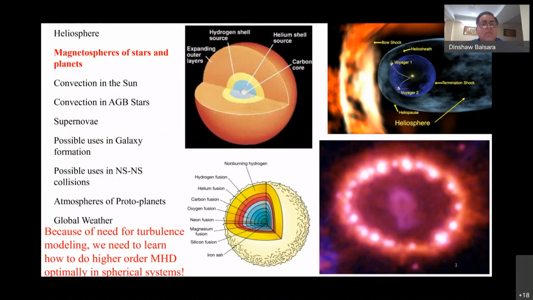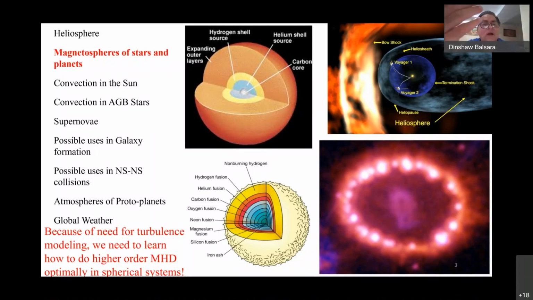As you know, India is investing big time in solar weather. They basically want to know how actions happening on the surface of the sun will affect us on Earth. So they're interested in solar weather. We're interested in magnetospheres, not just of our sun, but also magnetospheres of stars and planets, and that's one of the topics that I'll be talking about.